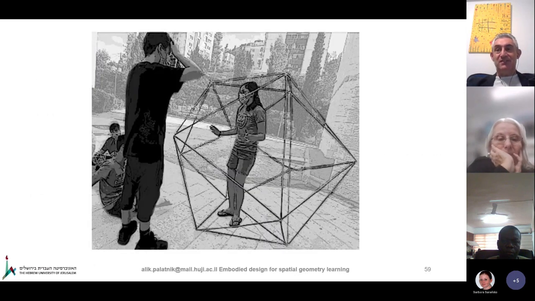Now you can see that this model affords different features. So it is this model of the same mathematical object, but the affordances are totally different. For instance, you can go inside.